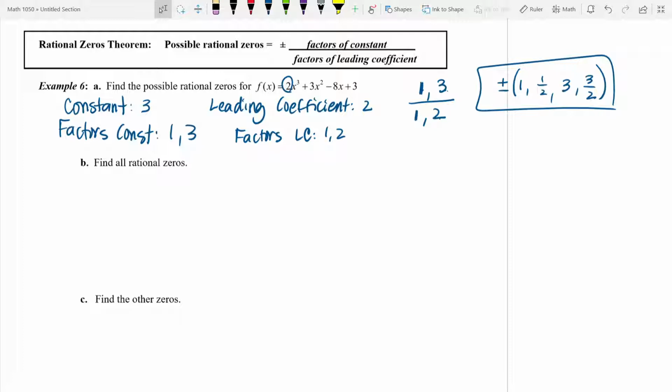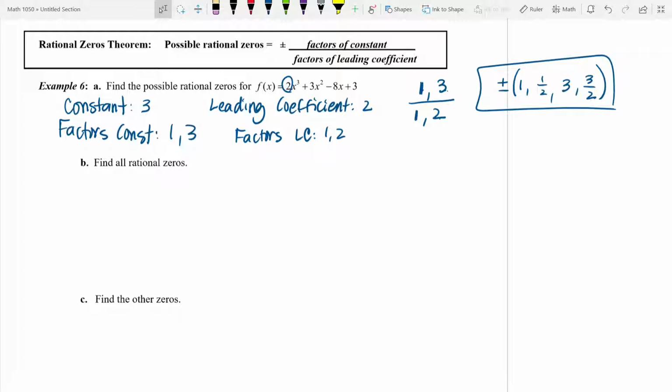Everybody grab your calculator. I got to find one that works. How am I going to find one that works? I'm going to store it in and plug it into the equation. And what am I looking for? A 0. Okay, everybody do this with me.